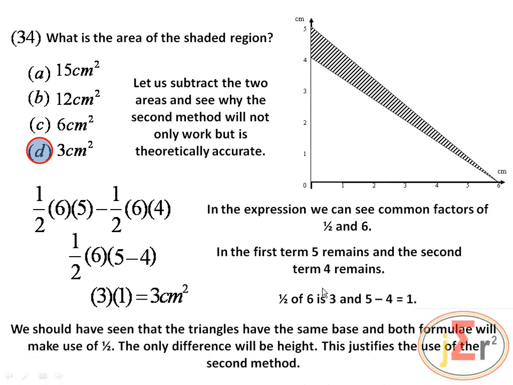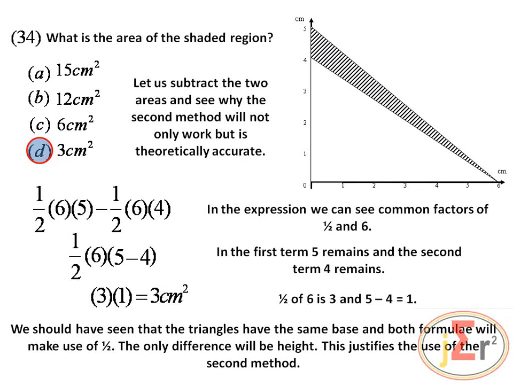We should have seen that the triangles have the same base and both formulae will make use of a half. The only difference will be the height. This justifies the use of the second method. So if we could have seen that from the start, the bases are the same, and the only difference will be the heights.